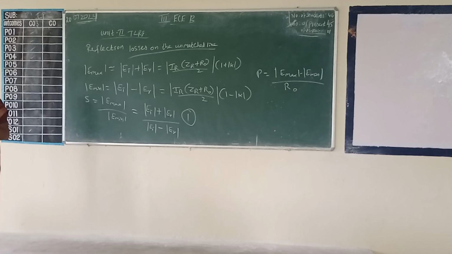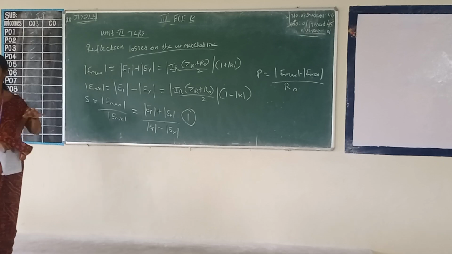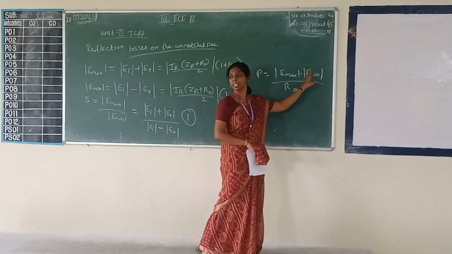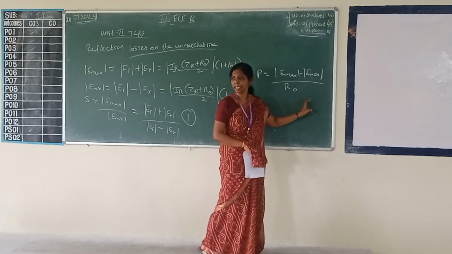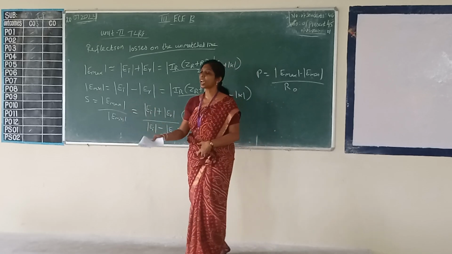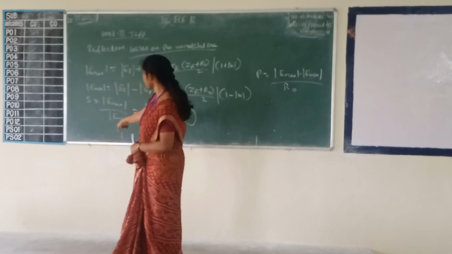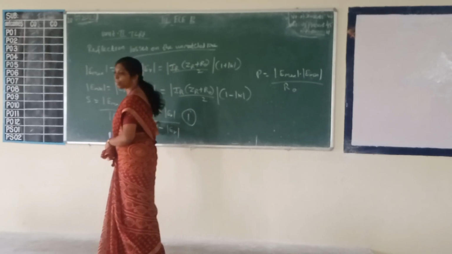E maximum into E minimum by R naught. Now we have to use the above result in this equation. See, equation 16 of the power measurement is P is equal to E maximum into E minimum by R naught. What did I say? You have to use the above result in that equation. What is E maximum here equal to?